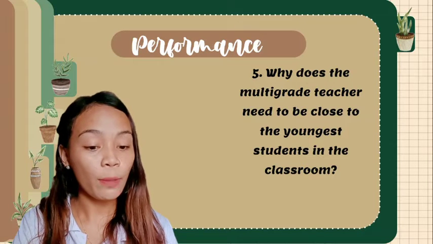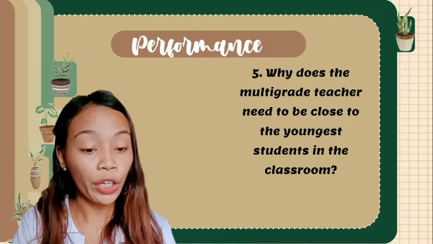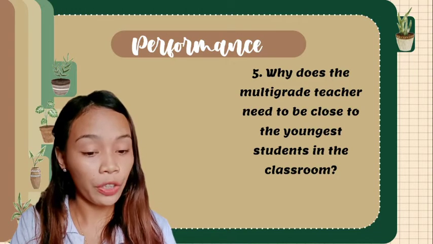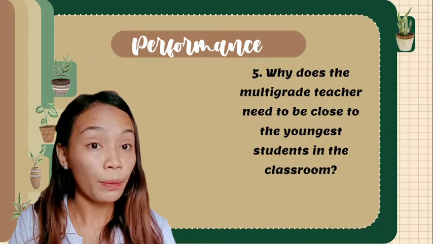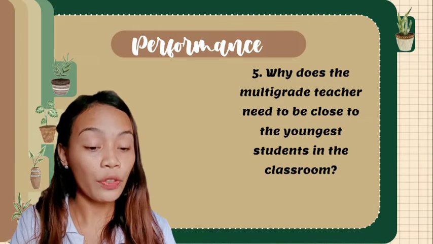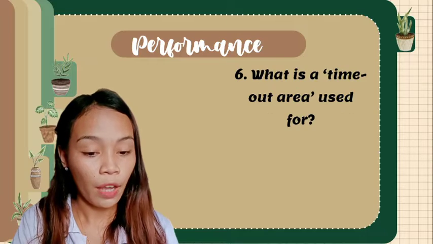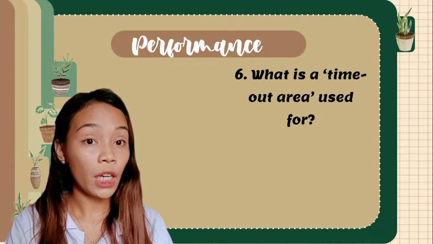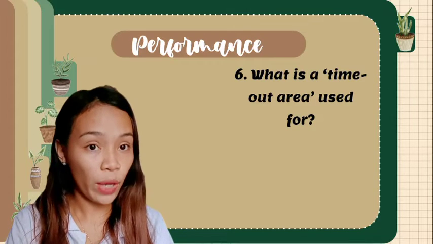Okay, for number 5, the teacher needs to be close to the youngest learners because they need help more often than the other learners. As we all know, young learners are more curious about things. That's why they keep on asking the teacher, and this is the reason why teachers need to be close to the young learners. For number 6, a timeout space is necessary because a teacher must have a means of punishing the students.